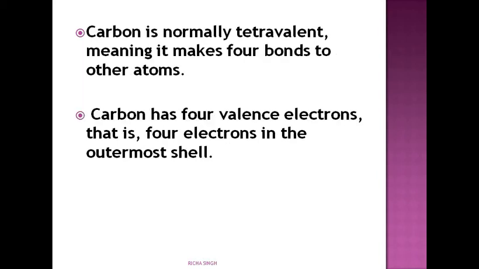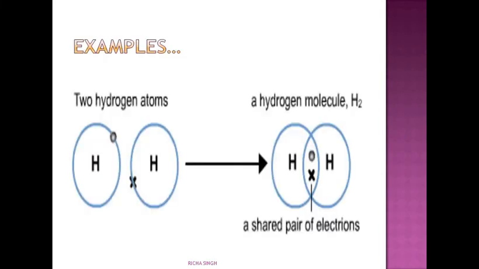Again, carbon is tetravalent. Again, this term has come. Tetravalent means it has 4 valence electrons in the last orbit, in the L shell. So, it means it can share with 4 other atoms. Let's see how. First, we will start with very basic hydrogen. Hydrogen, you all know, has only 1 electron. So, how can it complete its duplet?